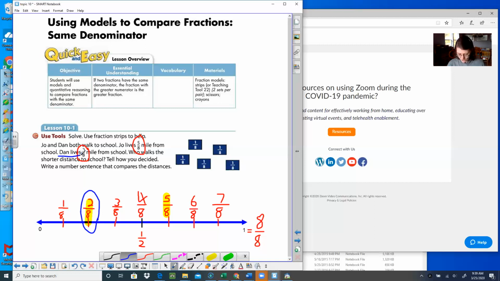So I'm going to finish my number line in my book, and that's going to give you a chance to finish your number line on your paper, and then we will compare what people wrote. Don't forget to write Dan walked the shorter distance, which is 2/8. Oh, and we can't forget this part. They also asked to write a number sentence that compares the distances. So you need to write both fractions and do the alligator mouth. Remember, the alligator eats the larger fraction.